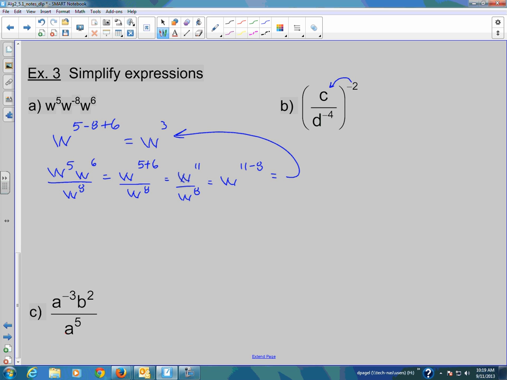All right, here we go. B. I raised power here. C to the negative 2 power. D to the negative 4th to the negative 2 power. So C to the negative 2, D to the 8. And then I kick the negative exponent downstairs. 1 over C squared D to the 8.